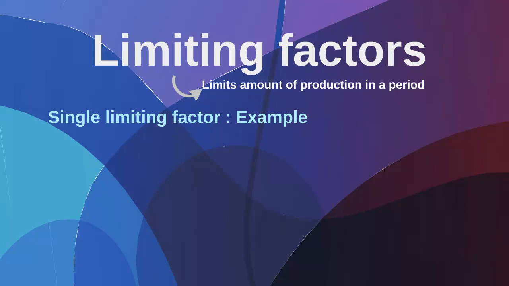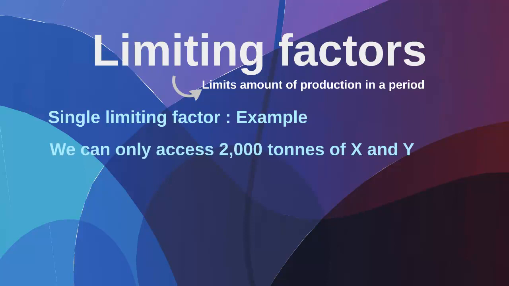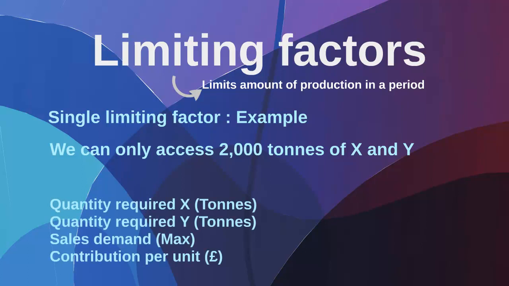In this example we're just going to use a single limiting factor, and let's say we can only access 2,000 tons of material X and 2,000 tons of material Y. Now let's look at the various different needs we have for our different products. We produce product A, product B and product C. You can see here we have the quantity required for X and the quantity required for Y. We also have our sales demand and our contribution per unit, which of course will be relevant in our equation.